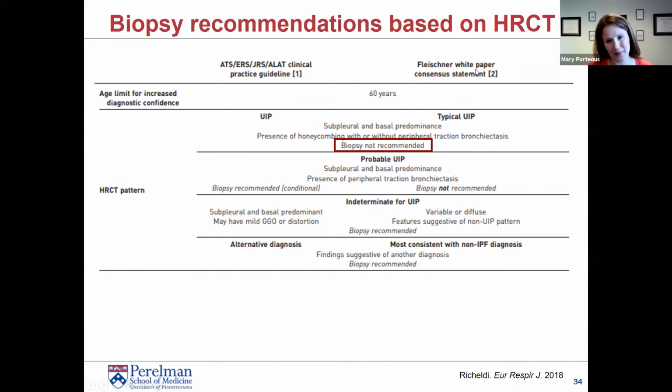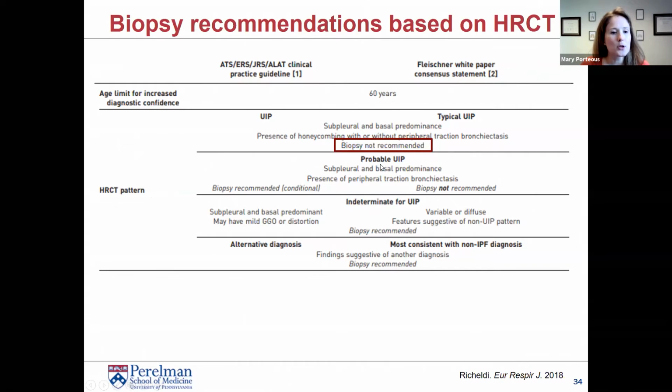There's a lot of overlap that I don't think we need to get into unless someone wants to talk afterward. I'm more than happy. But basically, if you have a UIP pattern based on the CAT scan, then typically a biopsy is not recommended, and it can just be associated with increased risk.